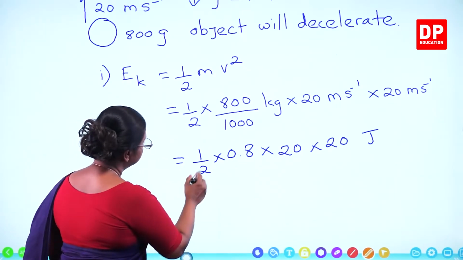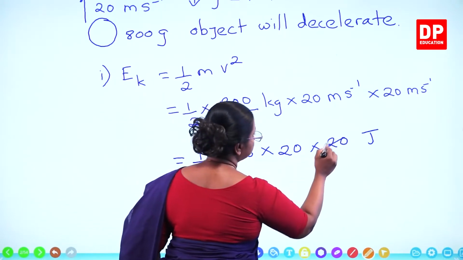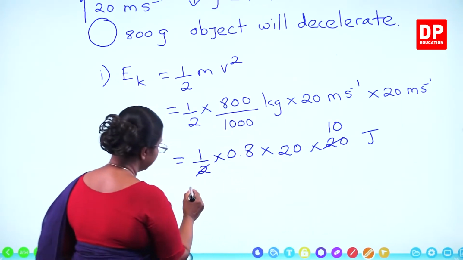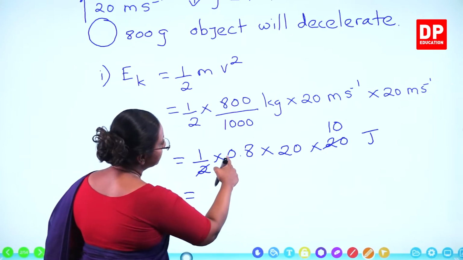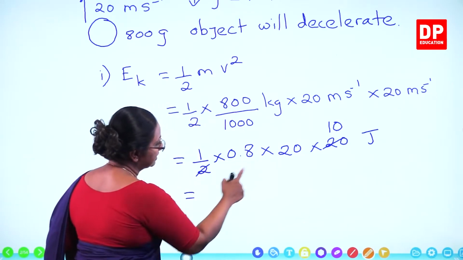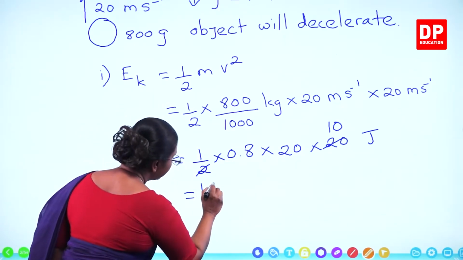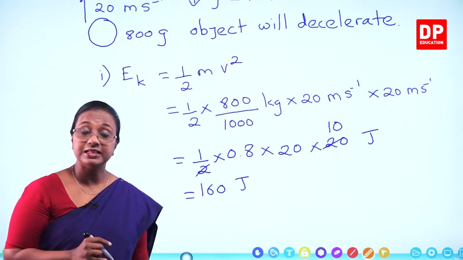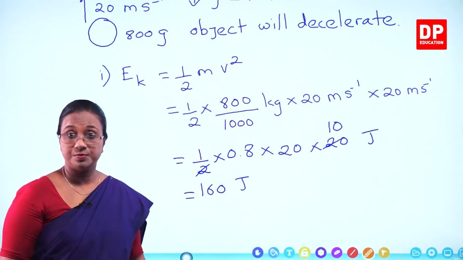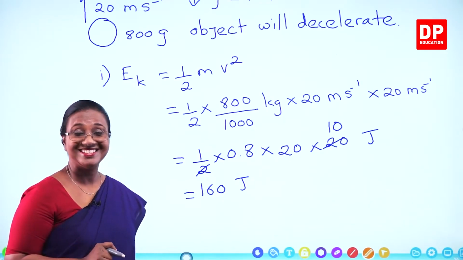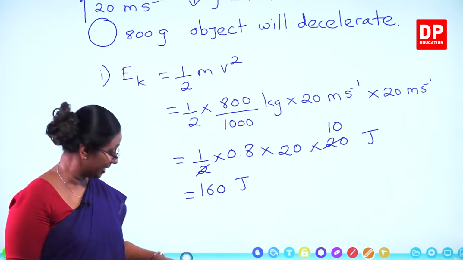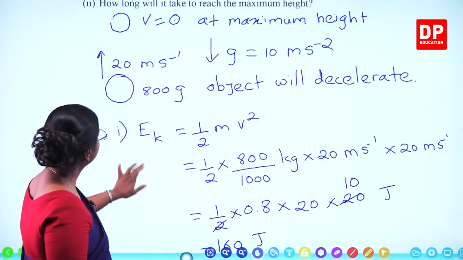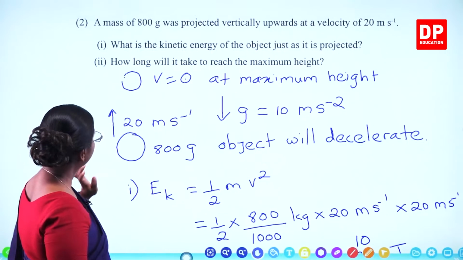So here we can simplify this. 2 and 20, 10. So they are 0.8 into 10, 8 into 20, 160 joules. That is the kinetic energy possessed by this object. I'm sure you all can understand that and you would have answered this correctly. Let us go and check again. So this is what happens there.